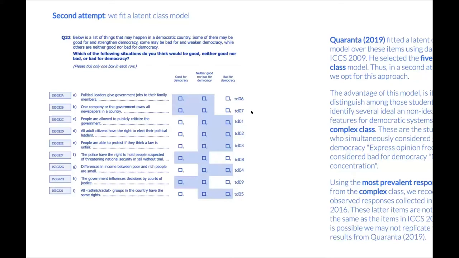So what we did then was to use the idea that this complex class exists, so that there is a set of students that above all tend to identify correctly what are the main threats to democratic systems and what are the good features for democratic systems. So we recoded the original responses following this pattern, and then we reanalyzed the data to see if we can find similar patterns to those Quaranta found in ICCS 2009.